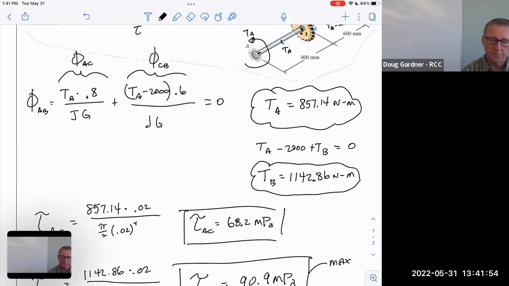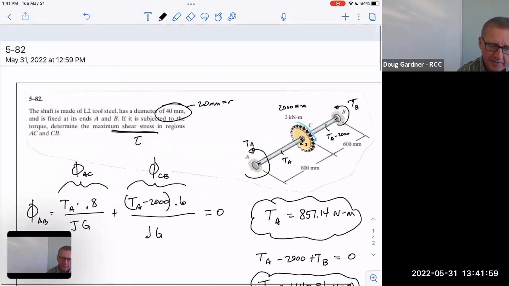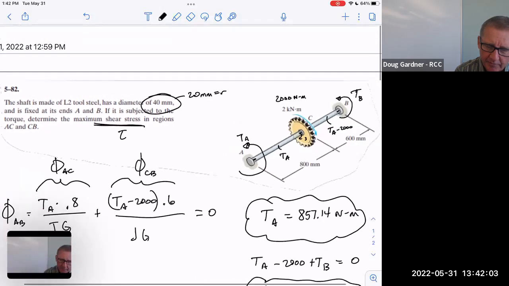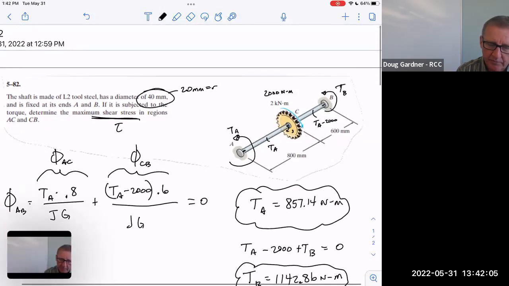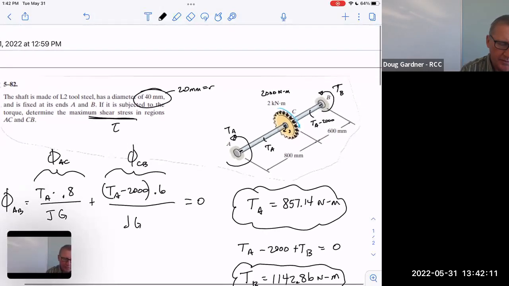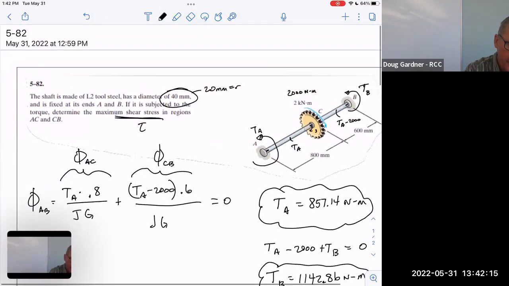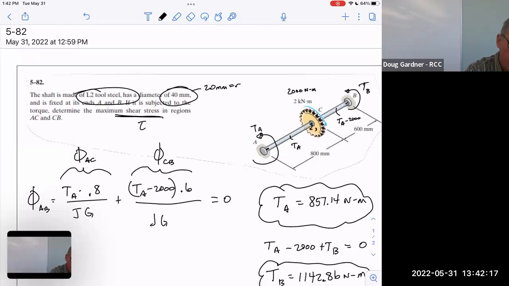And the twist, TL over JG. And did they tell me enough information? No, they didn't tell me what it was made out of, so I wouldn't be able to find it because they didn't tell me what G is. No, that's not true. L2 steel. So there's my G. No, they told me everything I need. Didn't see that. So you could actually find the twist there.